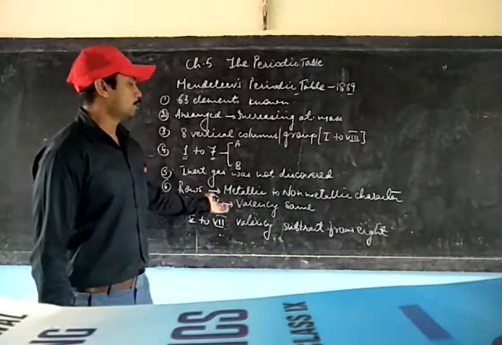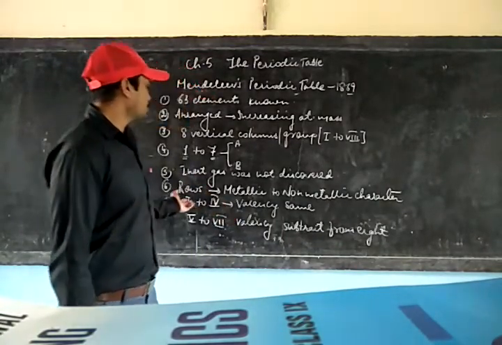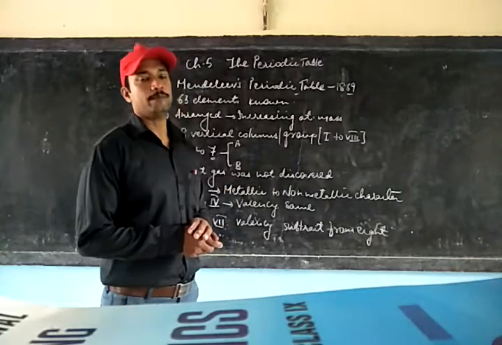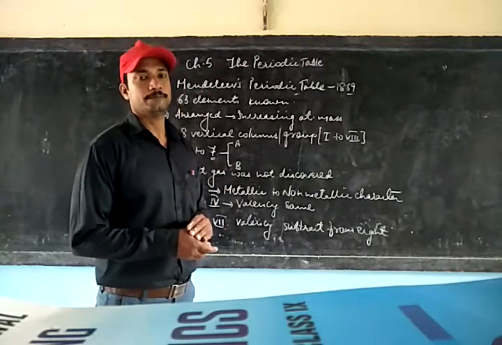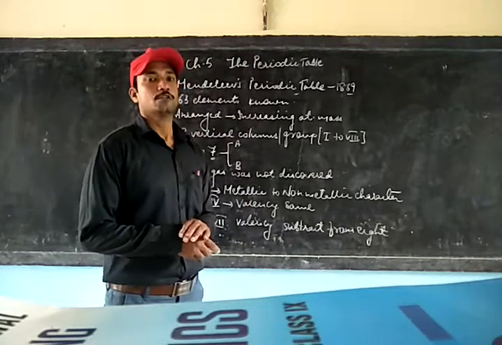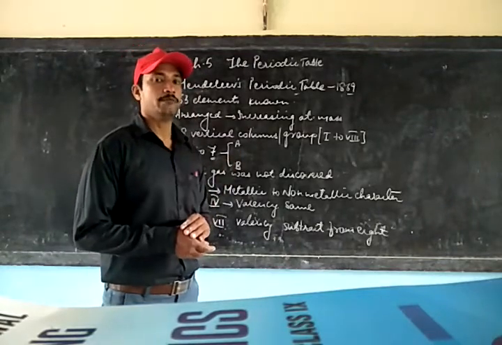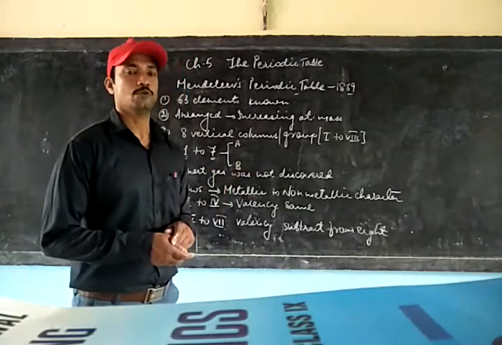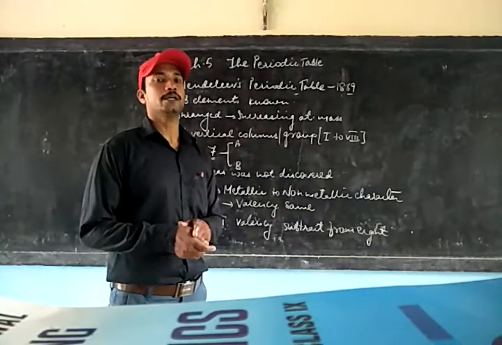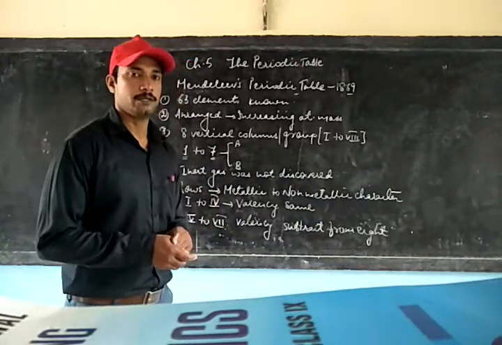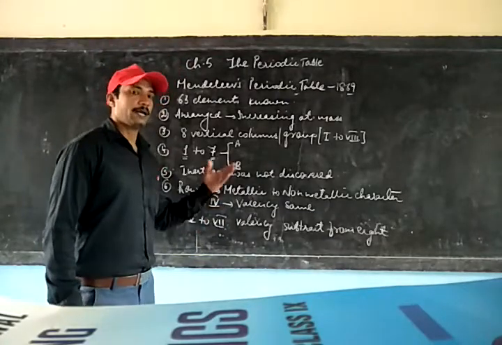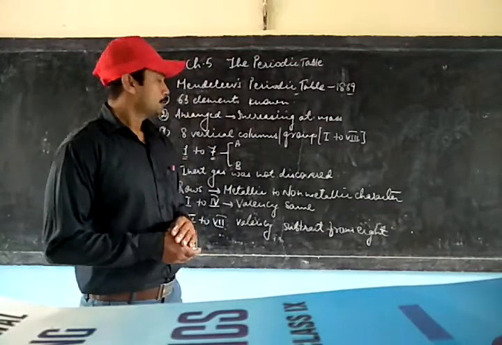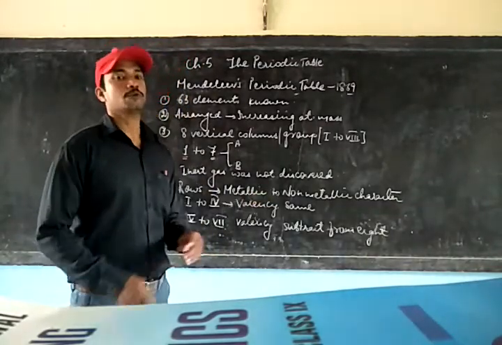And the elements of group 1 to 4 will have valency equal to the group number itself. For example, sodium falling under group 1 will have valency 1. Calcium coming under group 2 will have valency 2. Aluminium coming under group 3 will have valency 3. Up to group 4, like carbon, has valency 4 because it comes under group 4. So up to 4 the valency will be equal to the group number.